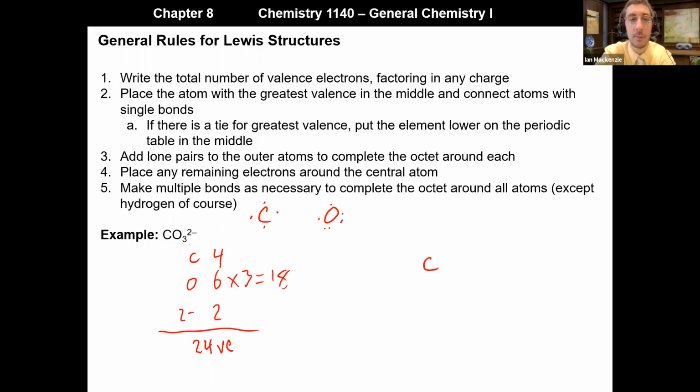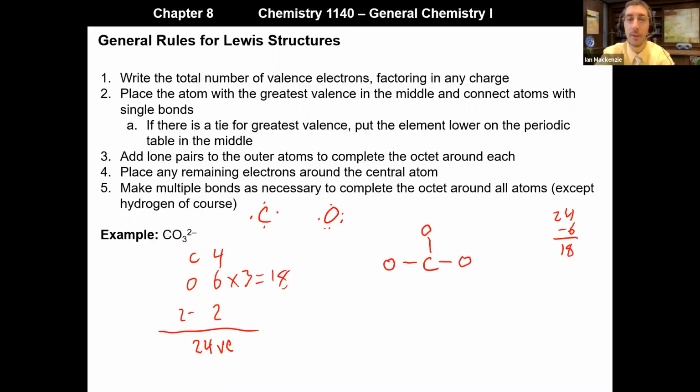And I'm told to make single bonds to the outer atoms. So I have 3 oxygen atoms, 1, 2, 3. Each of those single bonds represents 2 electrons. So if I'm keeping track of my total, 24 minus 6 gets me down to 18 valence electrons.